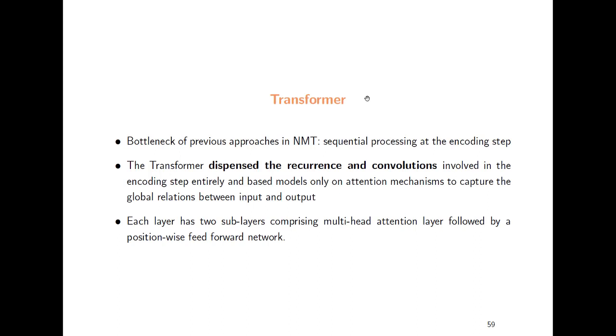So the transformer dispenses with the recurrency and the convolutions. In the encoder-decoder system, also with attention, we still had an LSTM structure which produced the latent vectors. And the transformer goes a step further, as we discussed in the context of self-attention. So it removes the recurrency in the encoder and the decoder, and it's completely relying on attention mechanisms. Each layer has two sublayers comprising multi-head attention layers, followed by a position-wise feed-forward network.